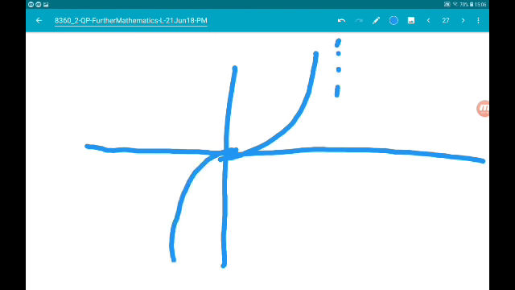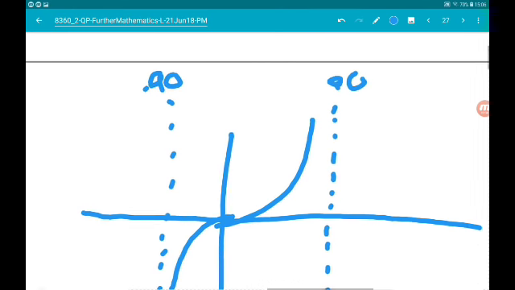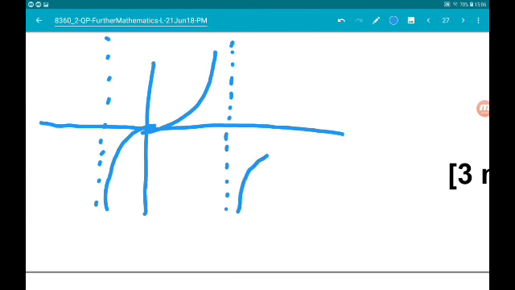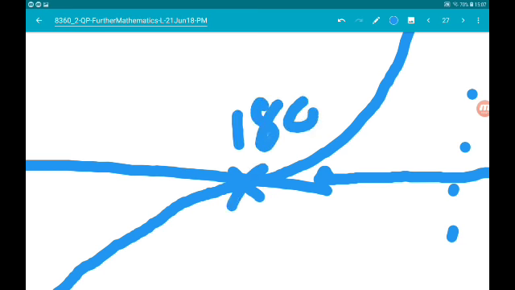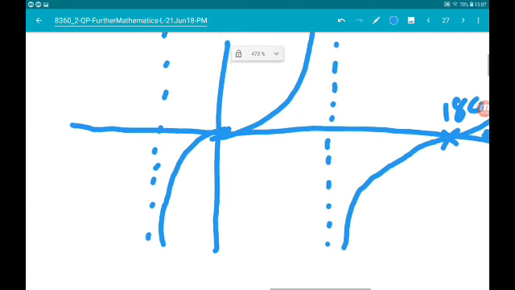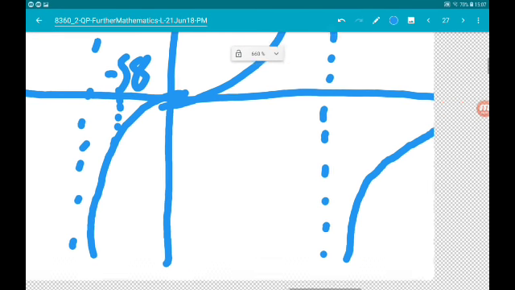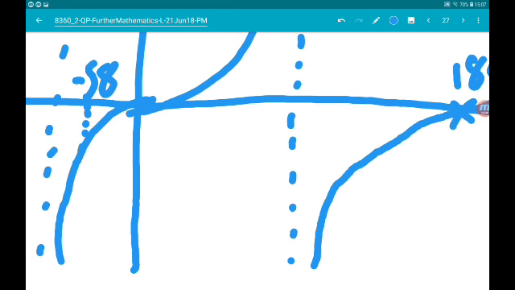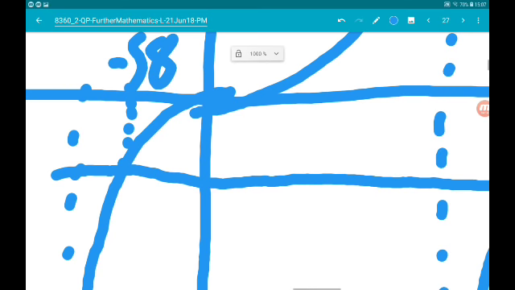So we have these things called asymptotes. Now they happen at minus 90 and 90 and every 180 degrees later. So we want our solution to be between 90 degrees and 180, which is that. Now, the one that we've got over here is minus 58, which is about there. So what we need to do is carry on over here, where this line is the line y equals minus 1.6.